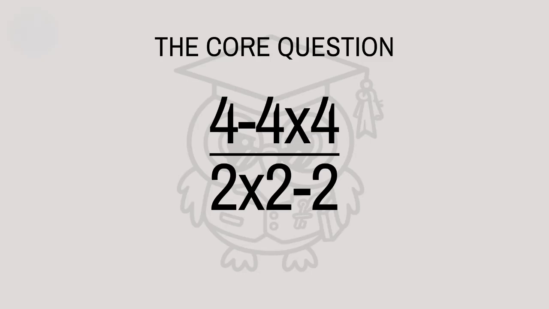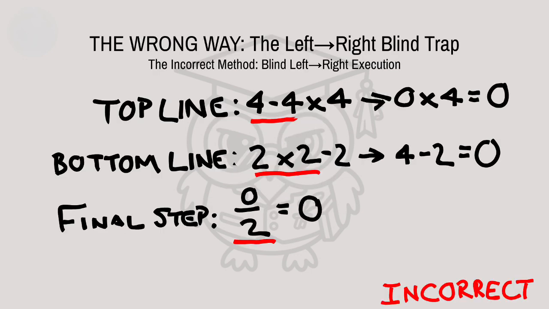Today we're going to solve 4 minus 4 times 4, all divided by 2 times 2 minus 2. We will look at the common error that leads to an incorrect result, and then use strict algebraic rules to solve it step by step. Let's first look at the incorrect way this problem is commonly solved.